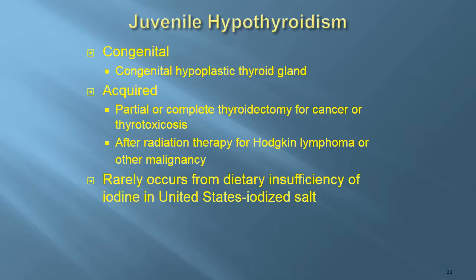Juvenile hypothyroidism may be congenital due to congenital hypoplastic thyroid gland, or acquired, and this can be caused by a partial or complete thyroidectomy for cancer or thyrotoxicosis. It could occur after radiation therapy for Hodgkin lymphoma or other malignancies. This rarely occurs from a dietary insufficiency of iodine in the United States because of the use of iodized salt.